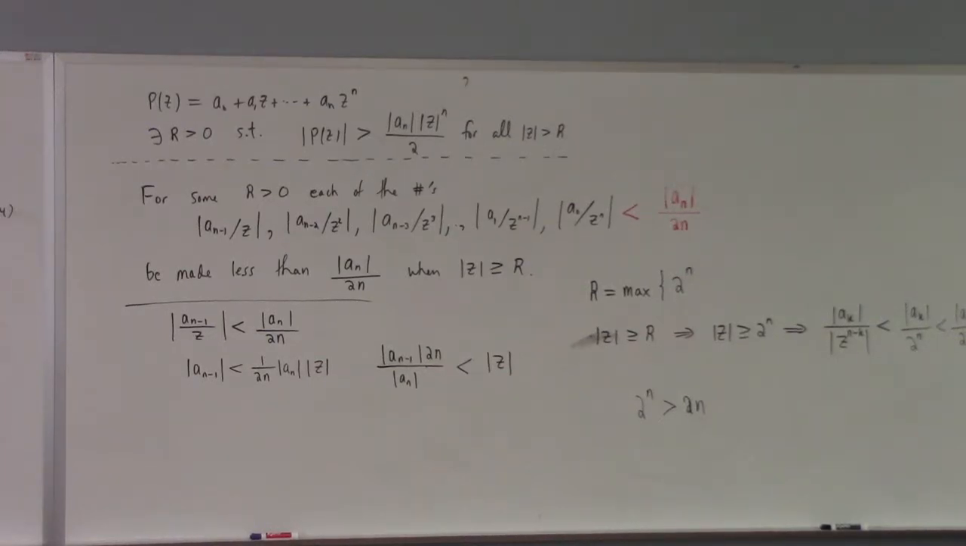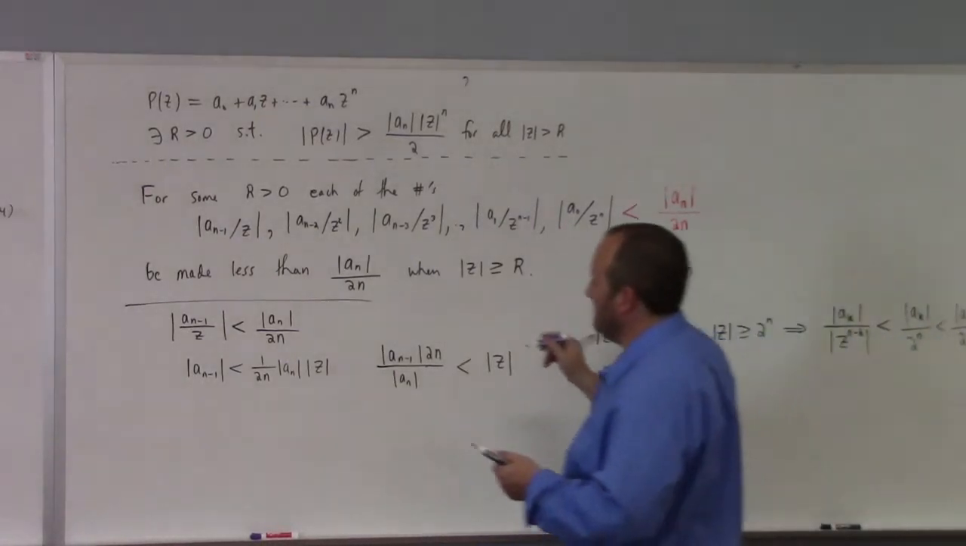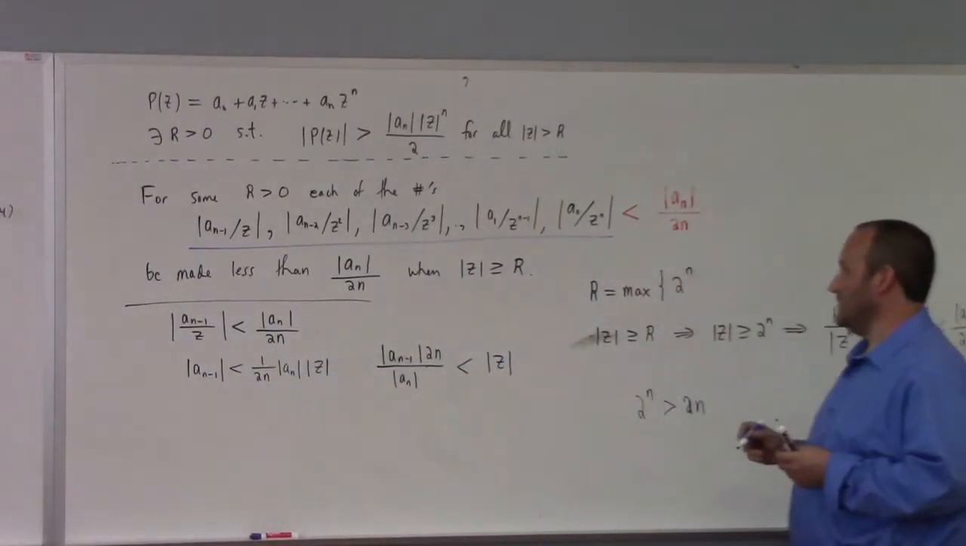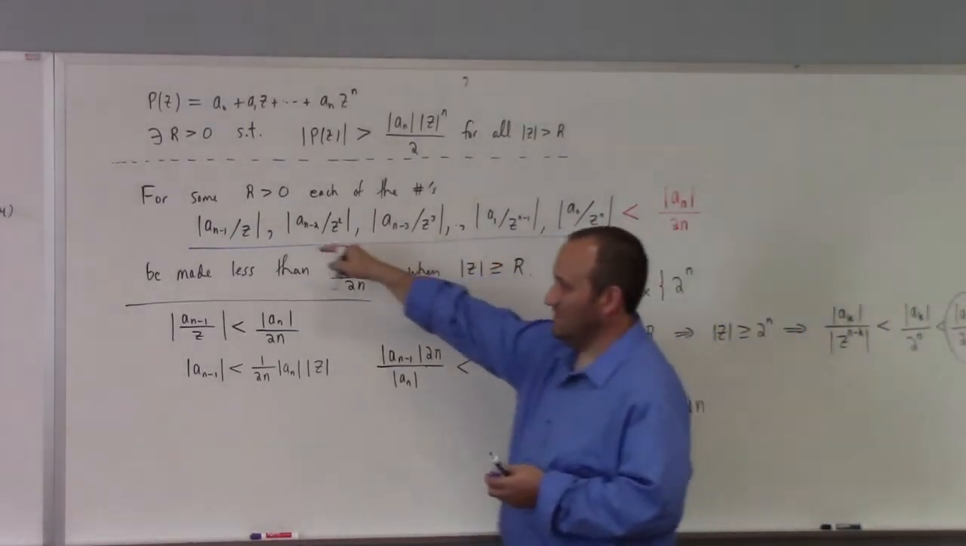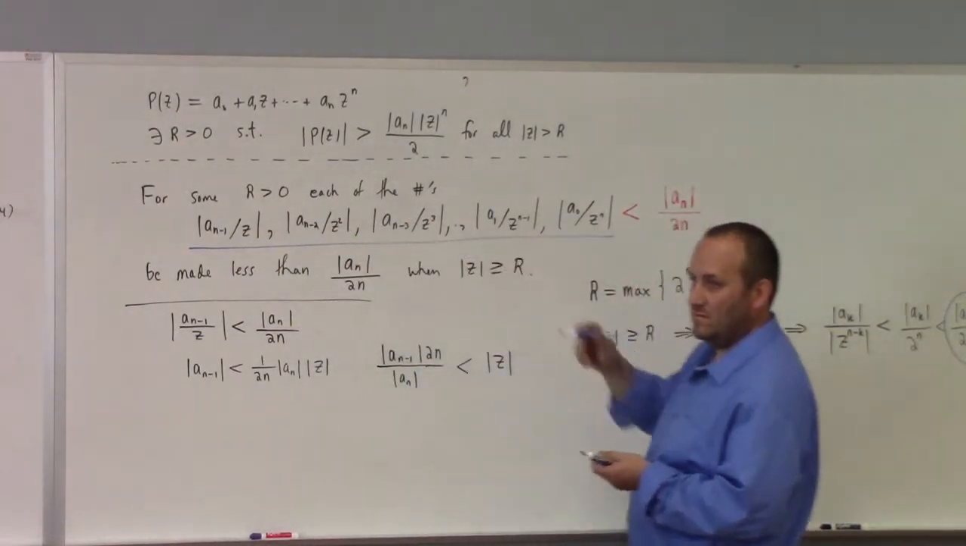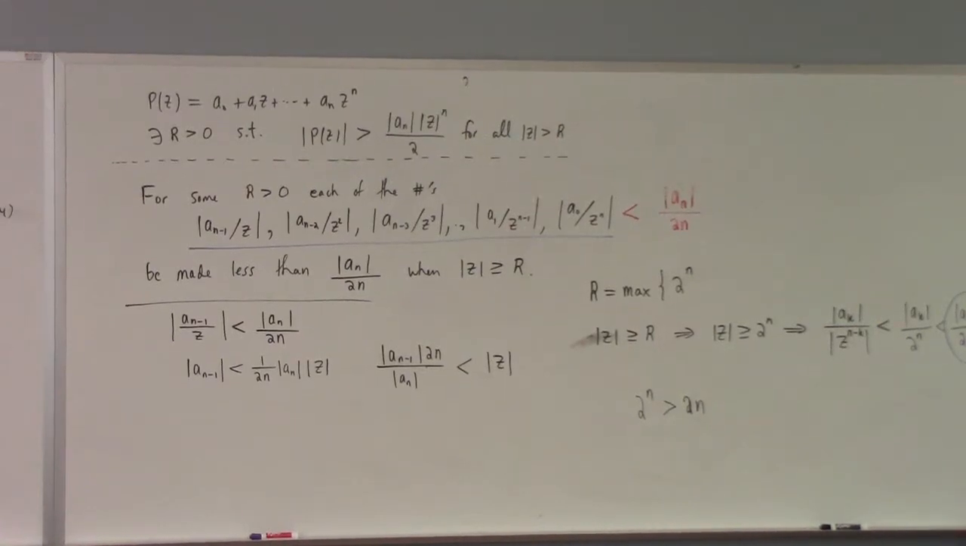That's almost what I want, right? Because now I have anything in that list, which I'll underline in blue here momentarily, is smaller than the coefficient which appears divided by 2 to the n. But I want to say that we can bound it by the leading coefficient divided by 2 to the n.